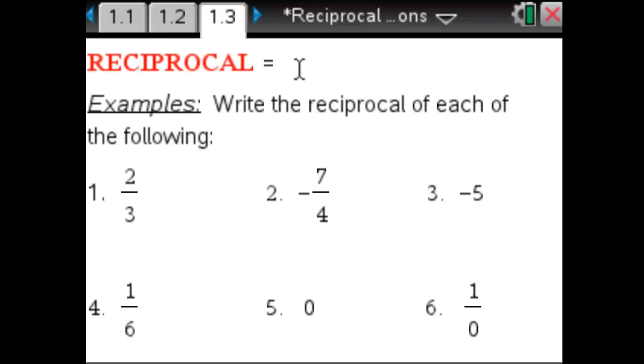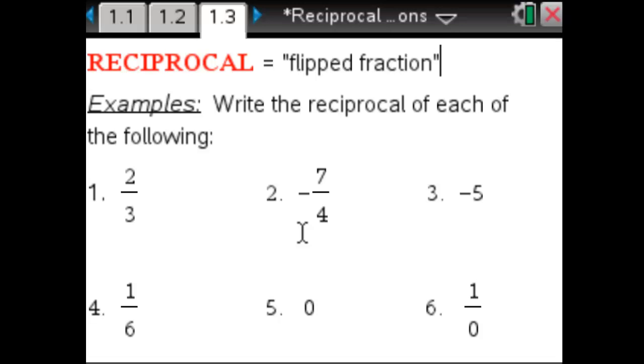Reciprocal, remember, is really a flipped fraction, for lack of more complicated terms. You don't need to think of it in a complicated way. If you see a fraction, you flip it. That's a reciprocal. So just talking through the sample problems on this page that we're used to seeing. Number one, I have 2/3. Its reciprocal is 3/2. Number two, if I start with -7/4, its reciprocal is -4/7.